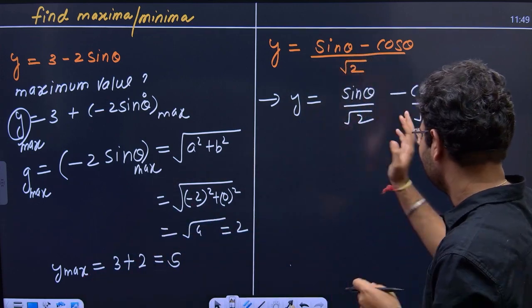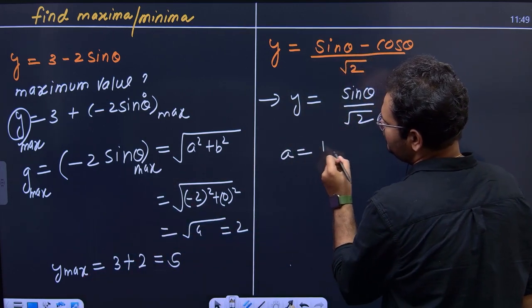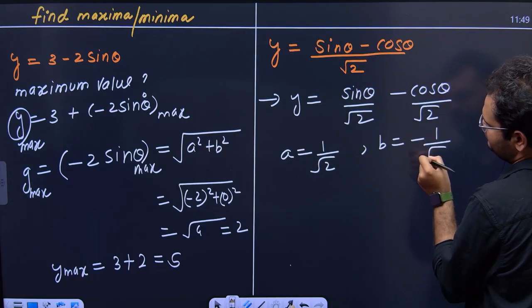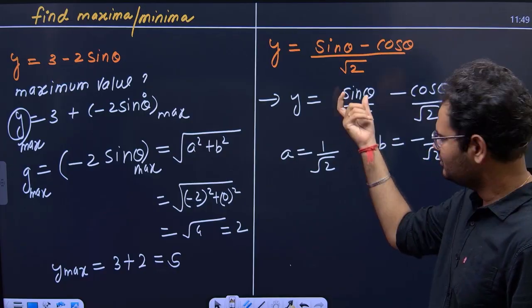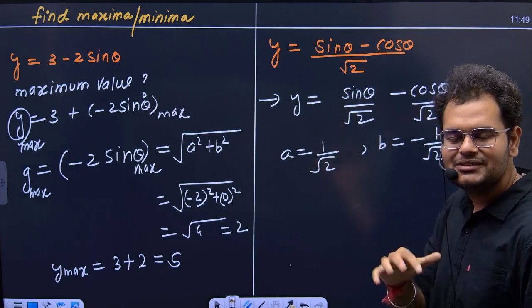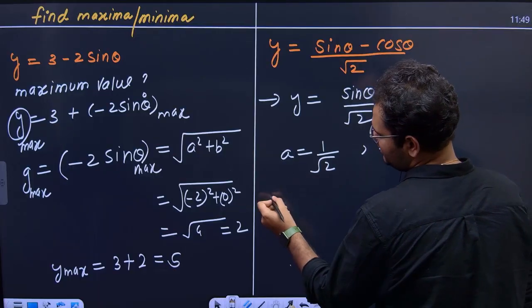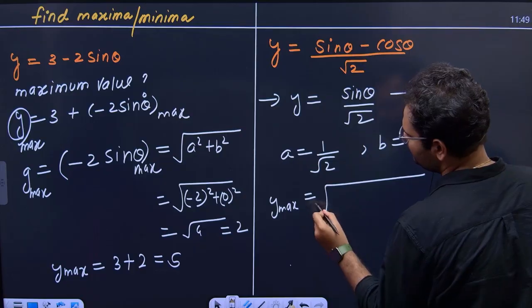So here my a is equal to 1 by root 2 and my b is equal to minus 1 by root 2. Yes or no? Whatever number is just before sin theta is nothing but a, and the number just before cos theta is b. So sir, they are asking, suppose my y maximum is asked. So y maximum is nothing but under root of a square.